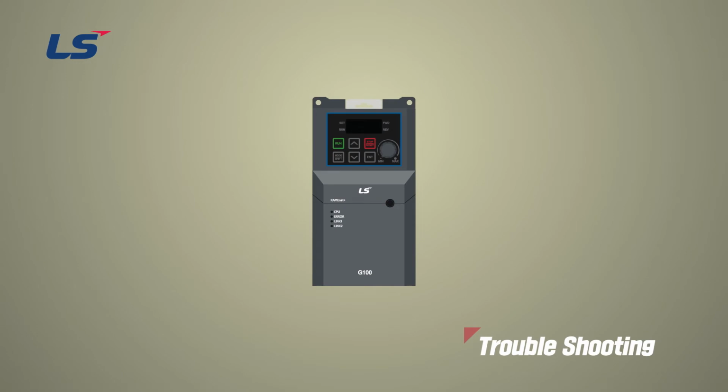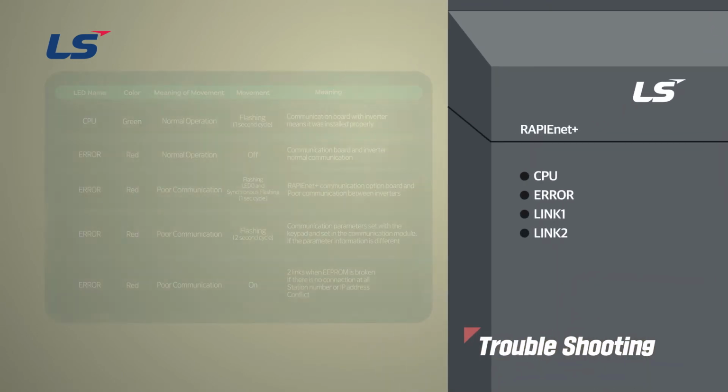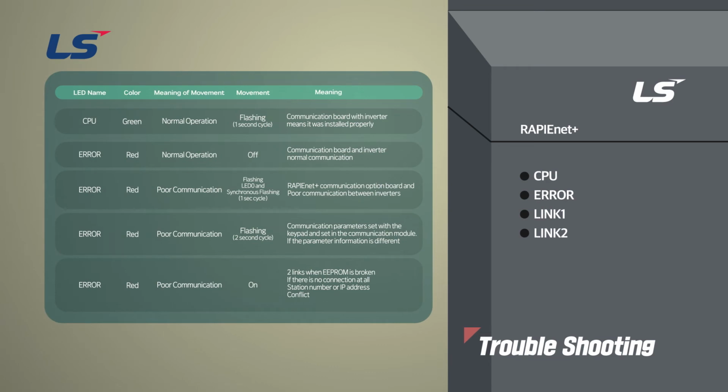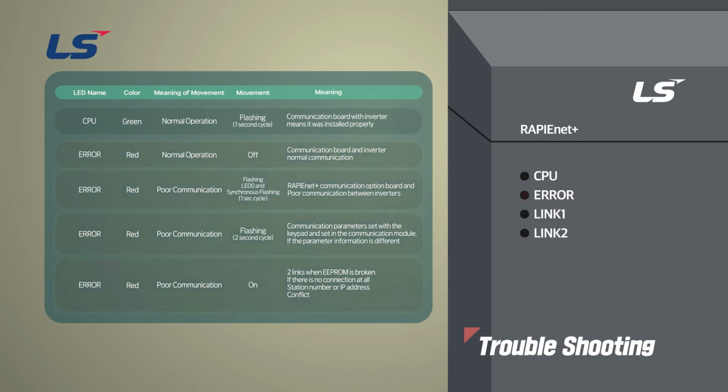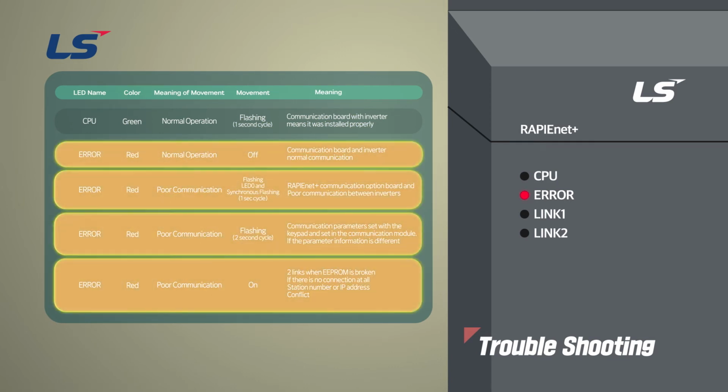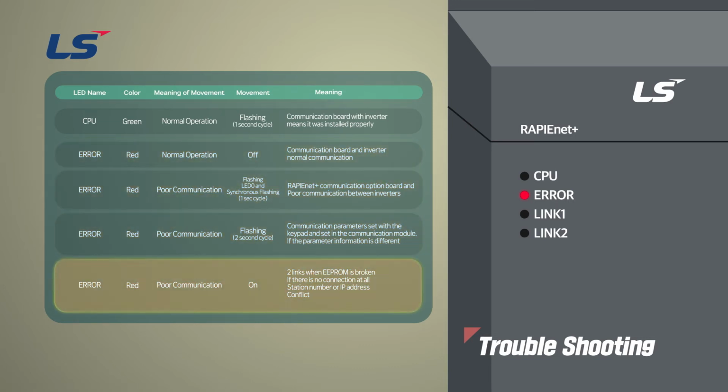The RAPIEnet Plus option module can show the current communication status through the LEDs on the front. Here's what each LED means. A total of 4 LEDs can be displayed, and the CPU at the top is an LED that can check whether the option module is installed properly in the inverter. The following LED is error, and you can check if an error has occurred in the option module. It turns red when the E2P-ROM is damaged, when both links are not connected, or when there is an IP conflict.